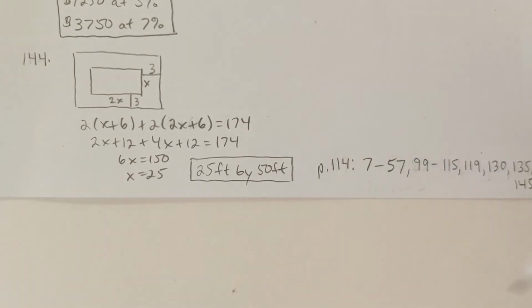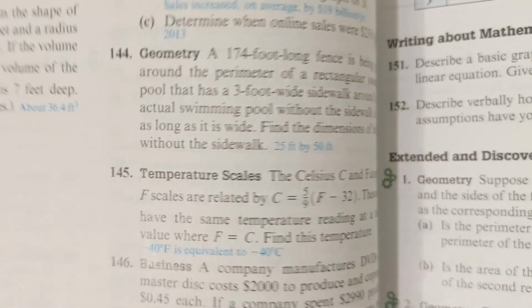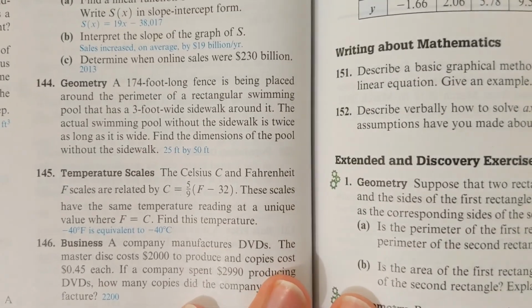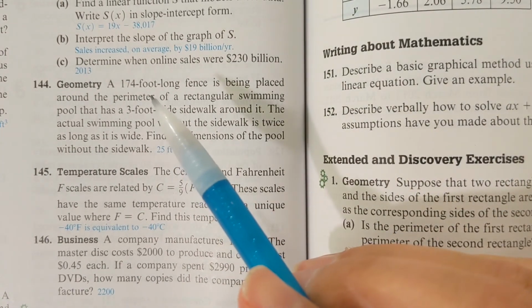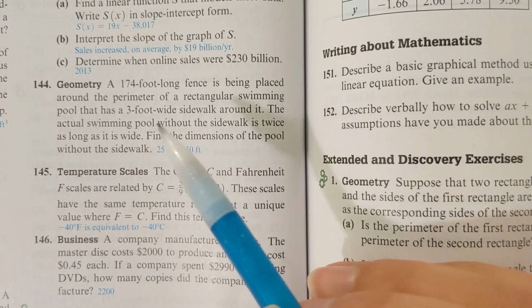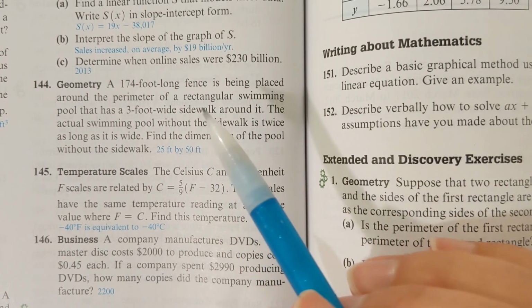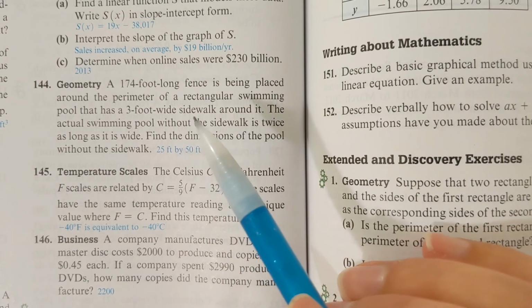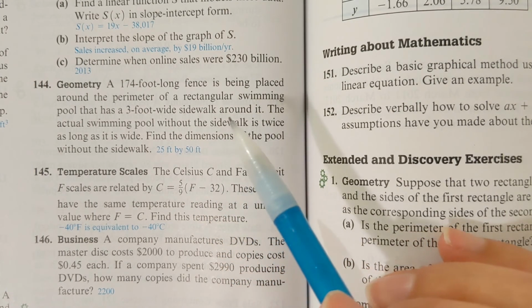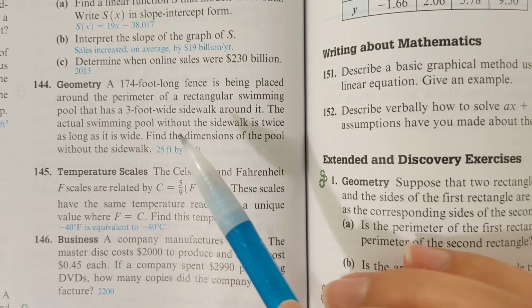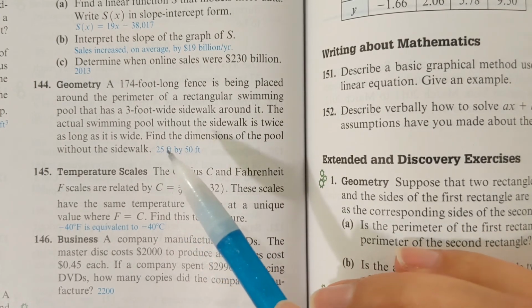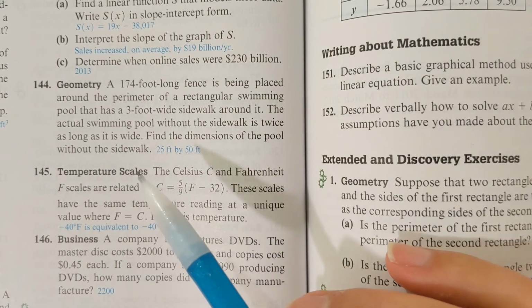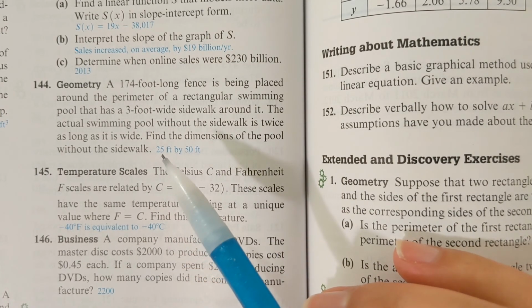Page 118, problem 144 says that a 174-foot long fence is being placed around the perimeter of a rectangular swimming pool that has a 3-foot wide sidewalk around it. The actual swimming pool without the sidewalk is twice as long as it is wide. Find the dimensions of the pool without the sidewalk. Okay?